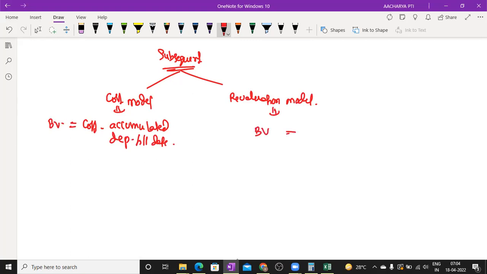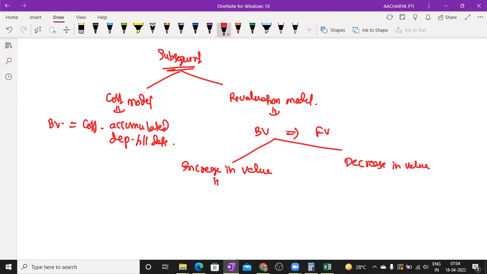In case of the revaluation model, the book value of the asset is compared with the fair value on the last date of the accounting year. Then the revaluation may result either in an increase in value or in a decrease in value. For example, we calculate the book value of the asset: total 1 lakh less 40,000 equals 60,000 is the book value. This is the cost, and this is the accumulated depreciation.